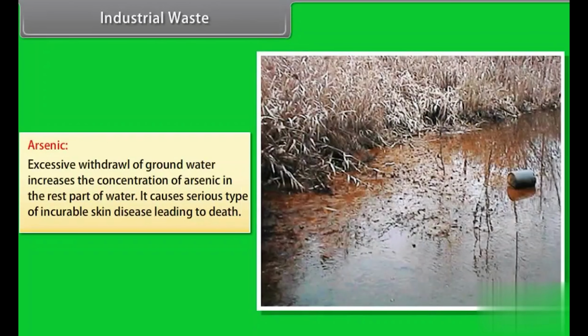Arsenic. Excessive withdrawal of groundwater increases the concentration of arsenic in the rest part of water. It causes a serious type of incurable skin disease leading to death. Cadmium and lead. Industrial waste.